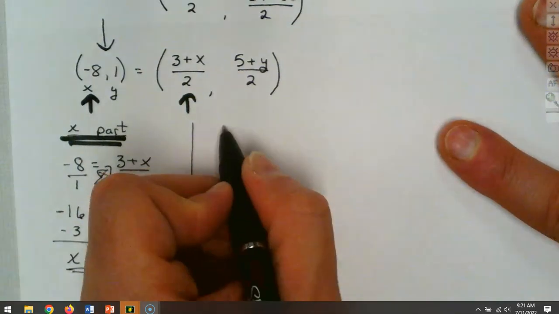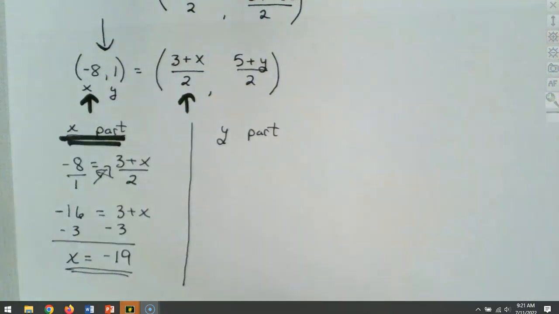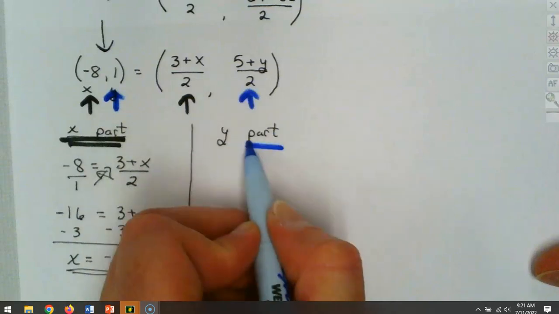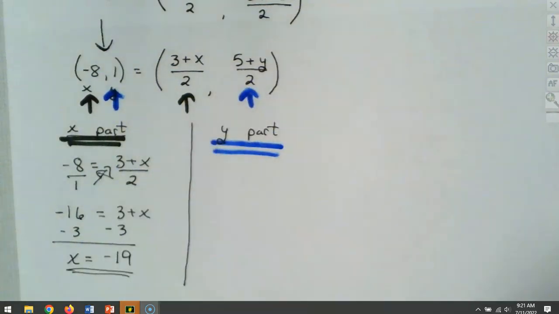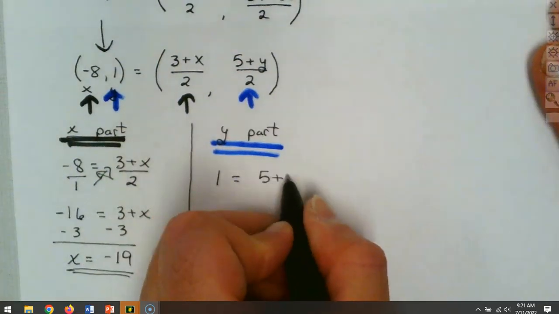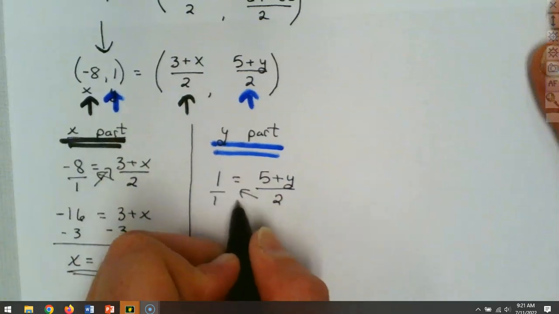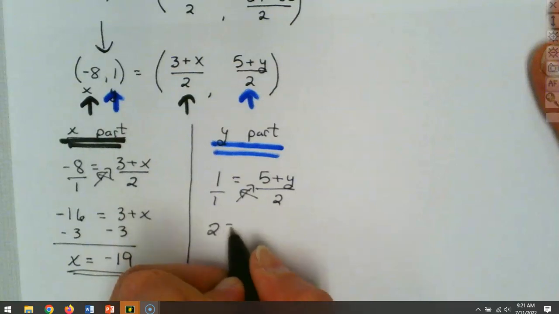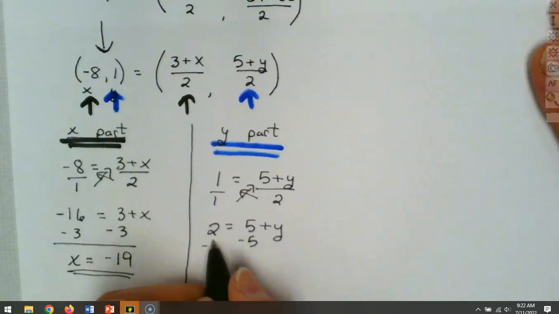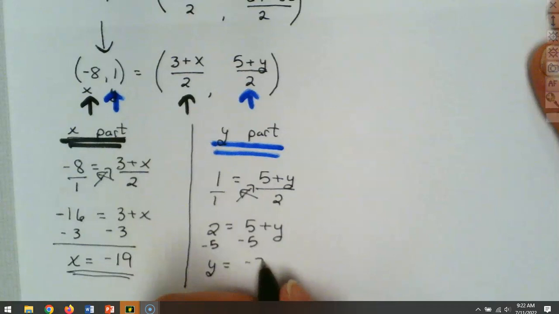What about the y part? All right, well, the y part is everything behind the comma. So this is going to represent our y part here. And we've got 1 equals 5 plus y over 2. So we just simply cross multiply again. So 2 equals 5 plus y. We move our 5 over. And so now we've got y equals, in this case, a negative 3.